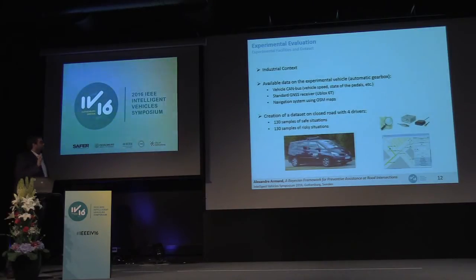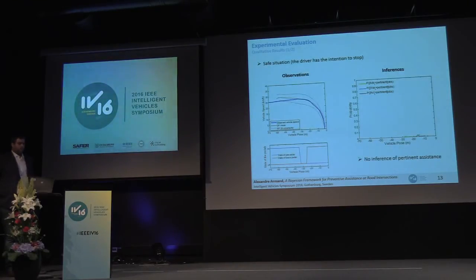So again, we are in the industrial context where we had to take the data that was already in the vehicle. So we used the vehicle CAN bus to get the vehicle speed and the state of the pedals. We had localization with the standard GNSS, and we used OpenStreetMap maps and a dedicated navigation system to get the electronic horizon. We created a data set. It was done on crossroads with 4 different drivers, and at the end we had more than 260 samples, including safe and risky situations.